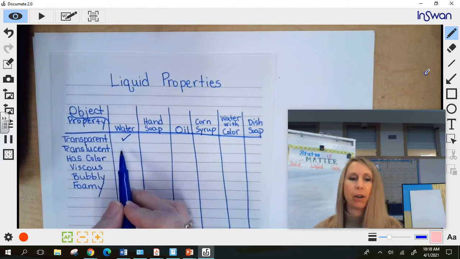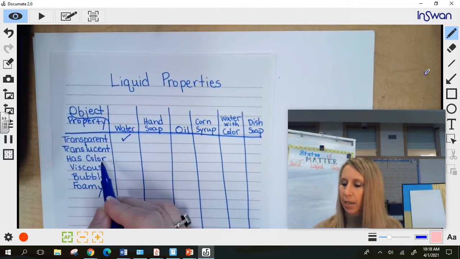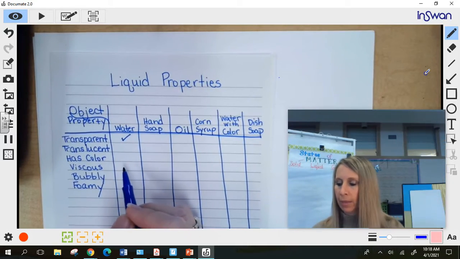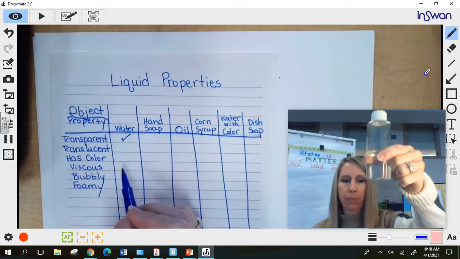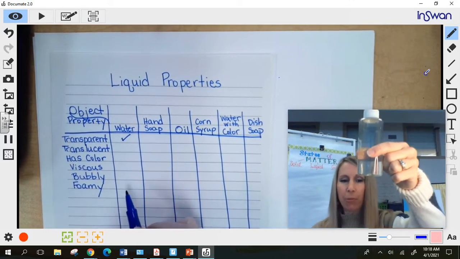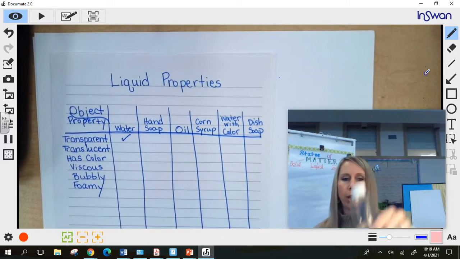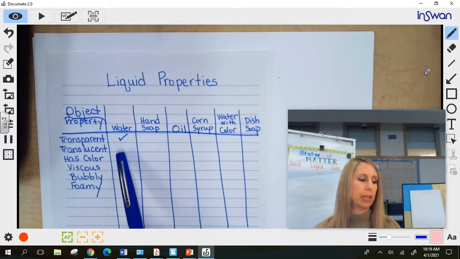If we mark transparent, we're not going to mark translucent. Remember, those are opposite. Does this have any color to it? There's no color. Is it viscous? Do we have a thickness to the flow? No. Is it bubbly or foamy? Not really, because it moves so quick, it doesn't really hold those bubbles. So the only one we really need to mark on water is transparent.